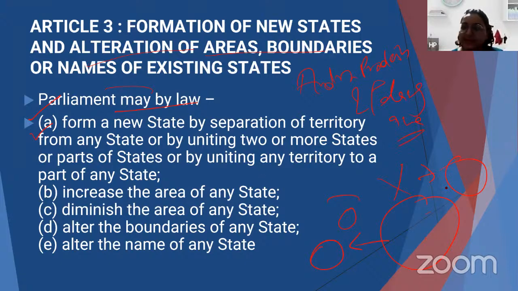Next, it can also increase and diminish the boundary of any state. It can also increase the area of any state and diminish the area of any state. It can also alter the boundaries and can alter the name of any state.